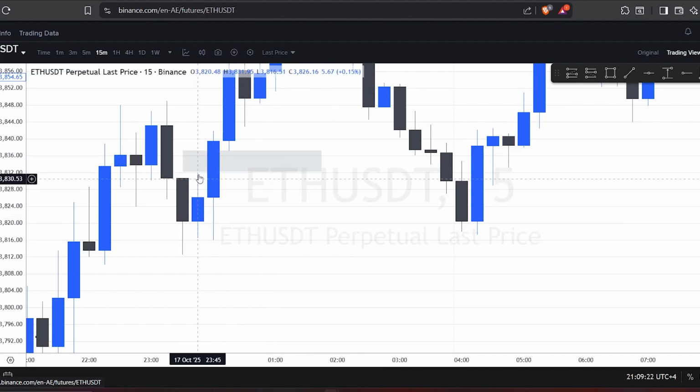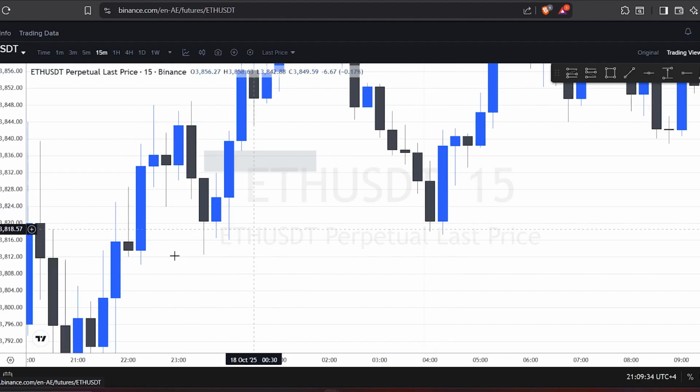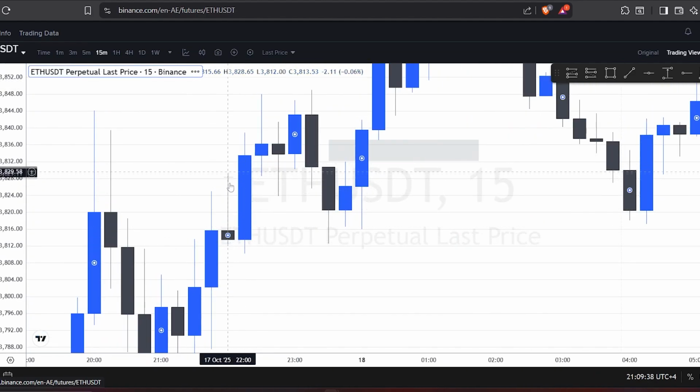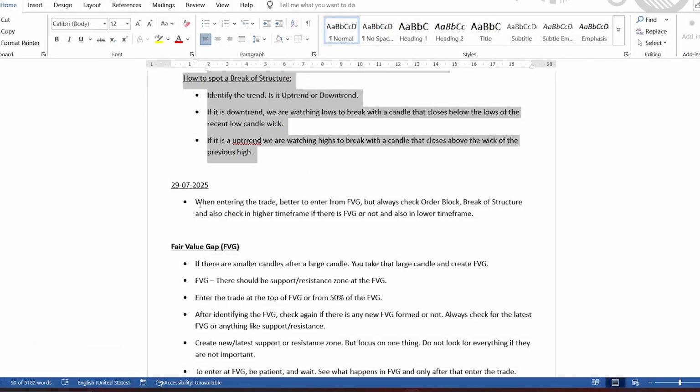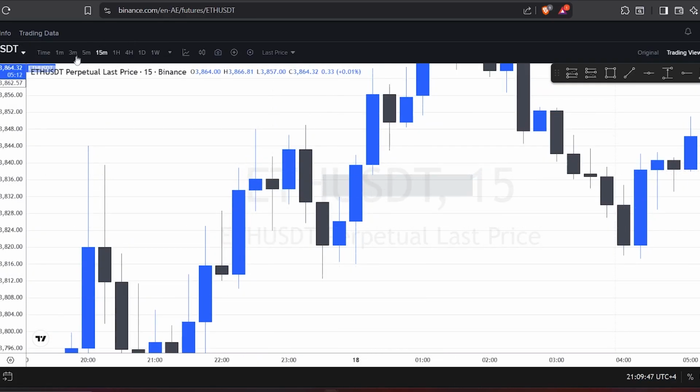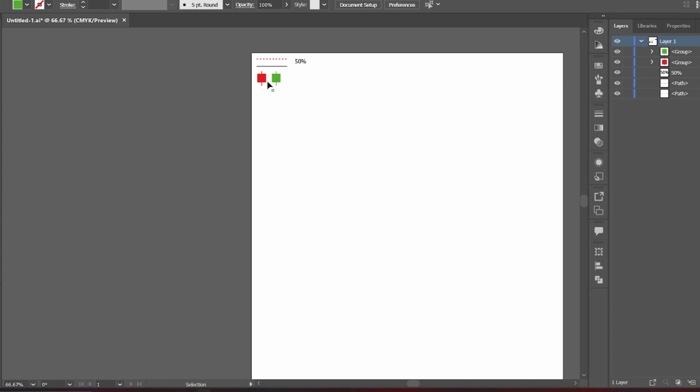So how to draw a fair value gap? There is the previous wick of the candle, and after the candle there should be another candle, and there should be a gap. So here we don't have a fair value gap, because here there is no gap. Okay, so this is the fair value gap. So when entering the fair value gap, check the higher time frame also. I'll just quickly show you what the fair value gap is.